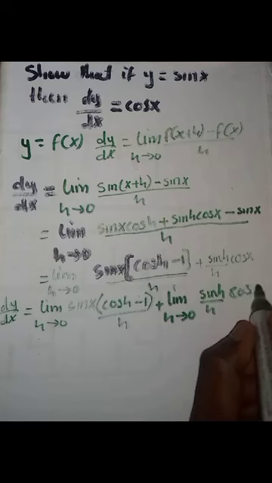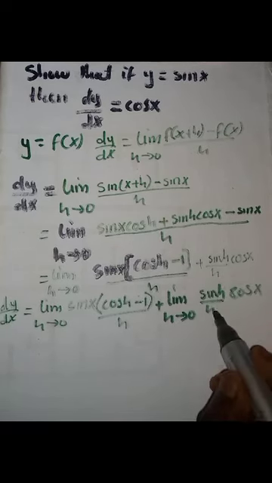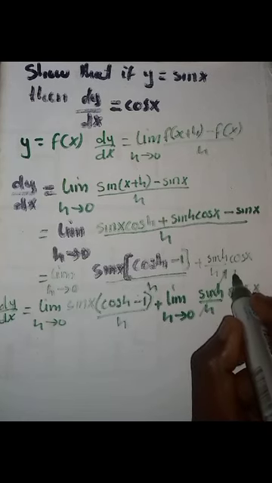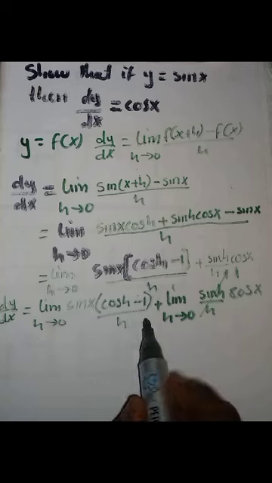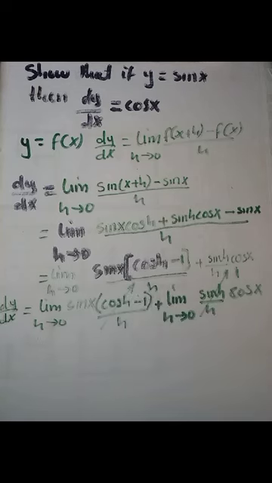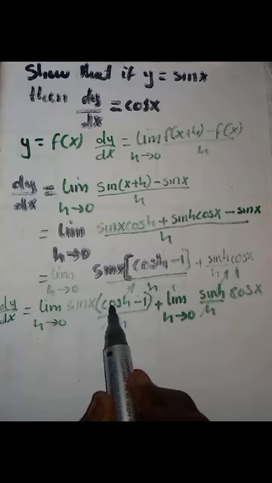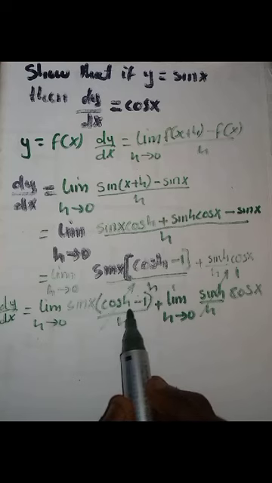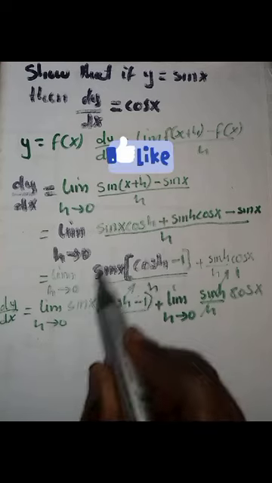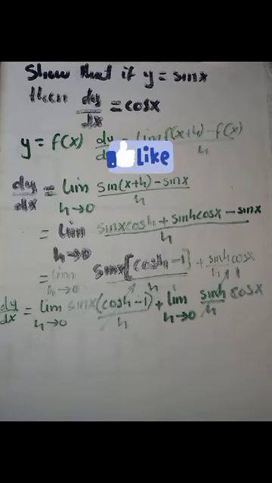I know that this limit, sine h over h, is going to give me 1. Good. So this simply gives me 1. Then I know that in this case, this limit gives me 0. Good. Because when h becomes so small, cos h is approximately 1 minus h squared over 2. Then this minus 1 will simply cancel, then h reduces. When you plug in 0, you simply have 0 times sine x, which gives you 0.